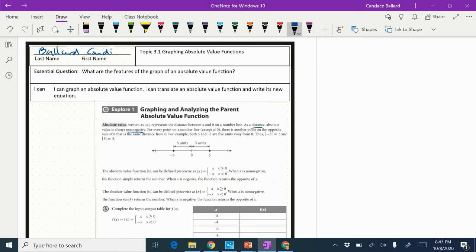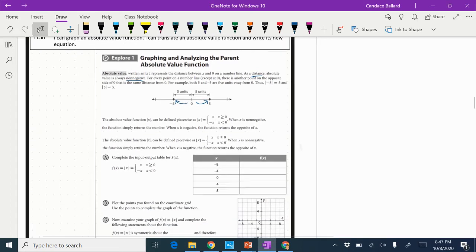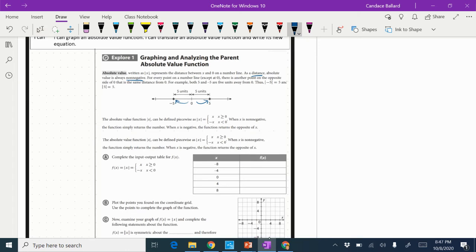For every point on the number line except 0, there is another point on the opposite side of 0 that is the same distance from 0. So for example, both 5 and -5 are 5 units away from 0. So whether I go to the left or to the right, they're both 5 units away. Thus, the absolute value of 5 and the absolute value of -5 both equal 5.